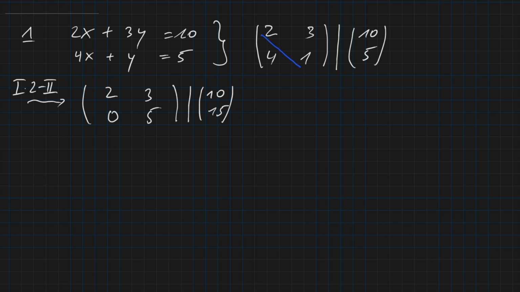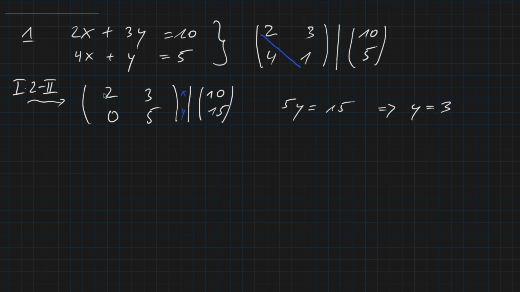And now again, it's very helpful to think of x and y here, just in your mind. And then we can read 5 times y equals 15. So it's actually 5 times y equals 15, and this means y is 3.